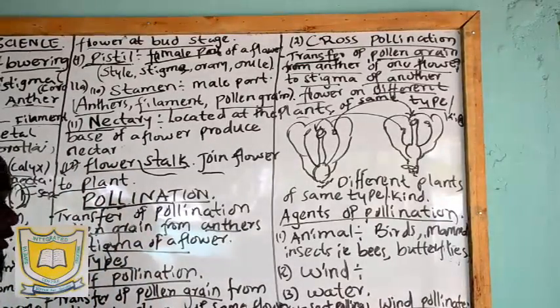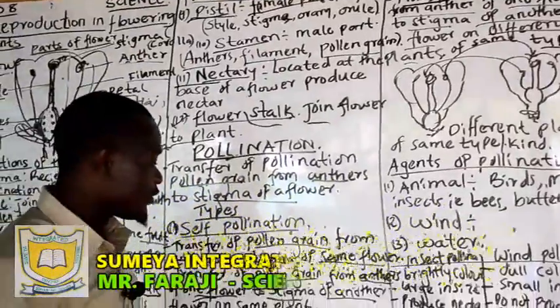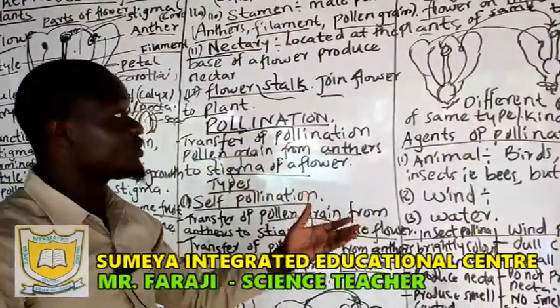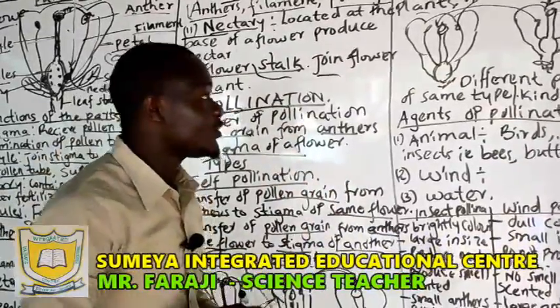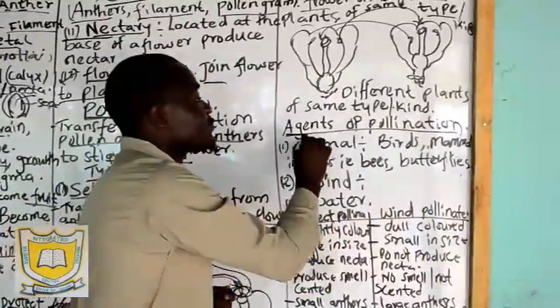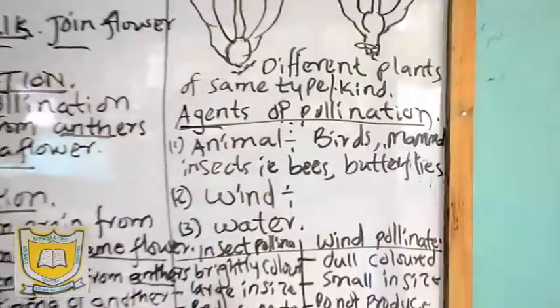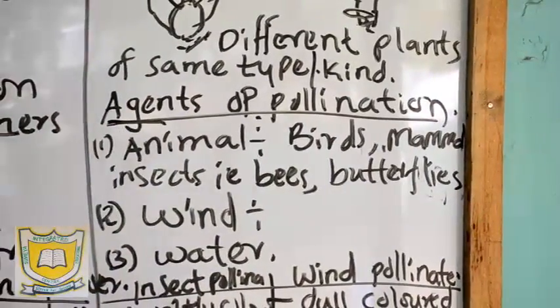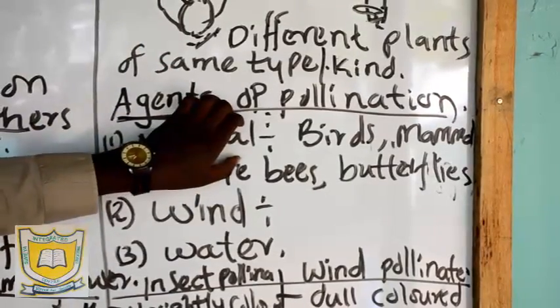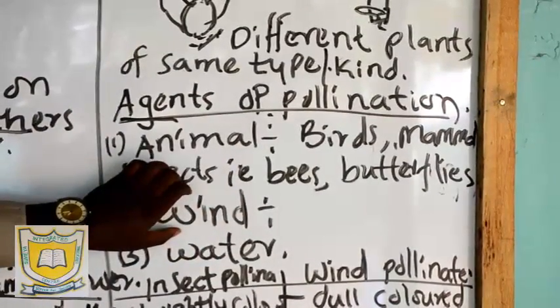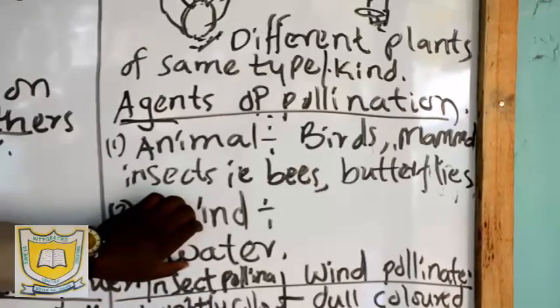But this pollination cannot occur without some agents. Some flowers develop their own means of carrying out pollination, but most flowers have to have agents. So we are also going to discuss the agents of pollination. What helps in pollination is what we call agents of pollination. Pollination can occur by the help of animals, or by the help of wind, or by the help of water.